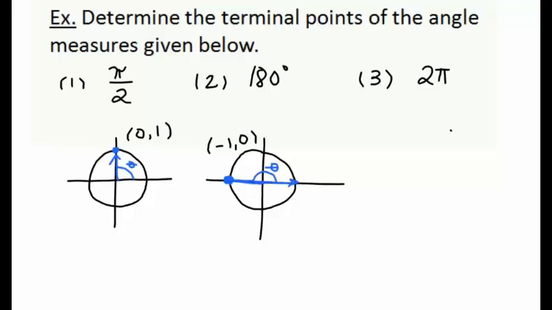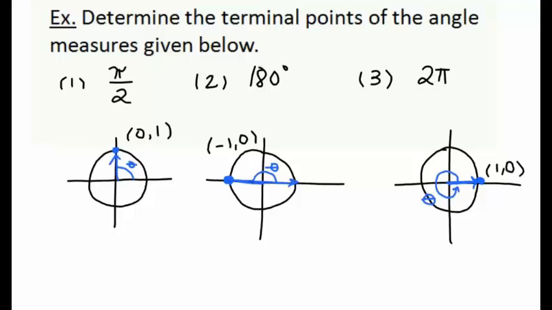Finally, we have one more to plot out, and that is for the angle measure of 2 pi. So let's plot in our unit circle. And a measure of 2 pi is going to go all the way around like this. 2 pi is equal to 360 degrees. So our terminal point is going to be here at this blue dot. And this blue dot here is the point (1, 0).